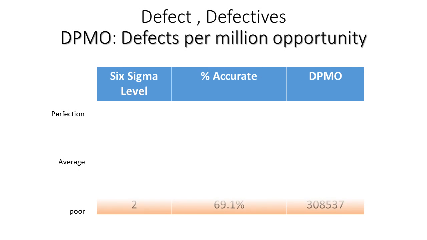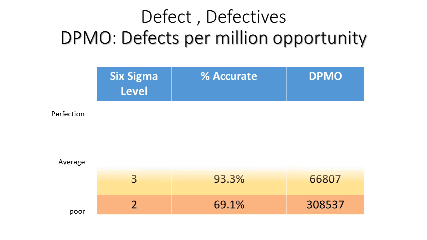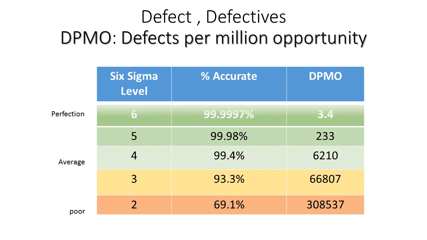Six Sigma is often wrongly defined as 3.4 defects per million products. Six Sigma is actually defined as 3.4 defects per million opportunities. Six Sigma's goal is to improve all processes to that level or even better. DPMO, or defects per million opportunities, is one of the important Six Sigma metrics.